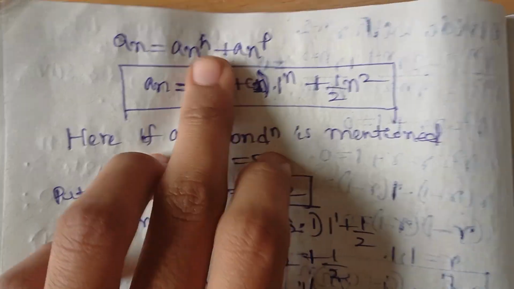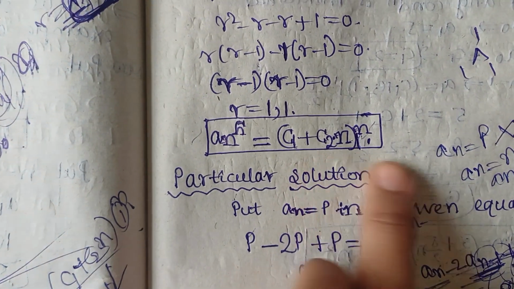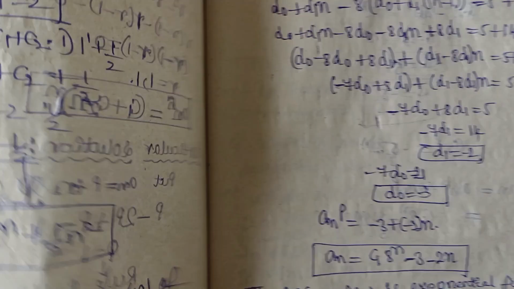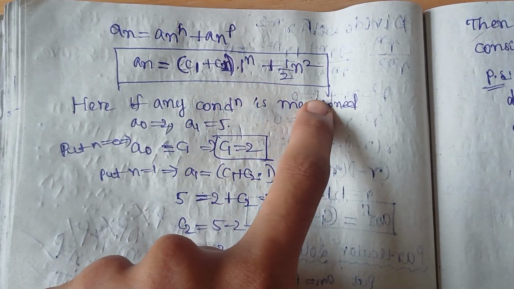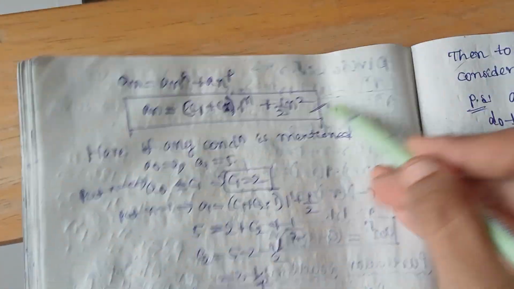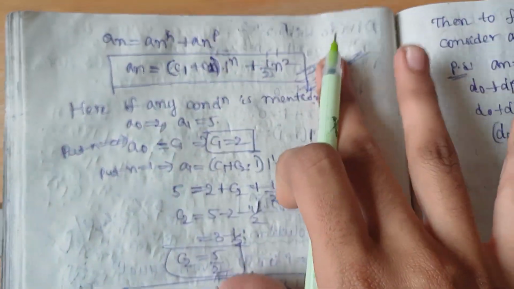Now since your an is equal to an power h plus an power p, we got the value of an power h in this way and an power p in this way. So your an power h, which is c1 plus c2 into 1 power n, plus an power p, which is this. So this is your general solution in the case of a non-homogeneous recurrence relation.